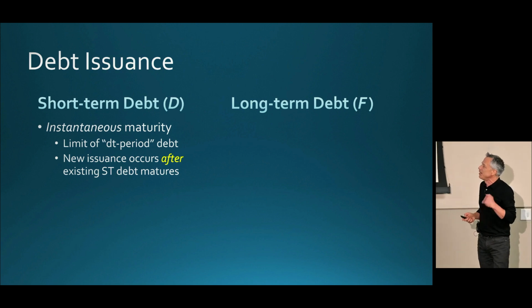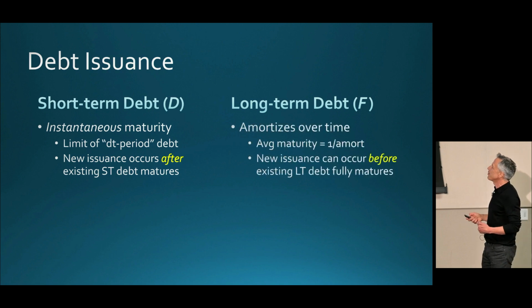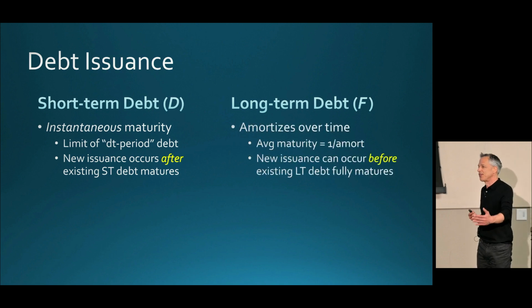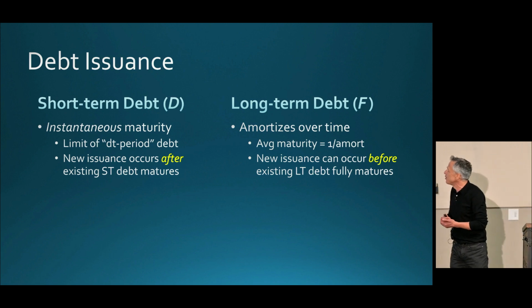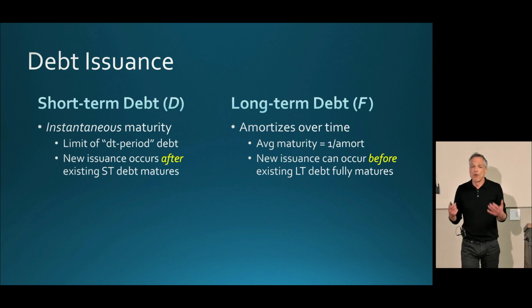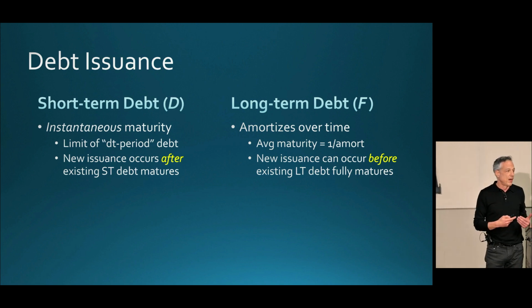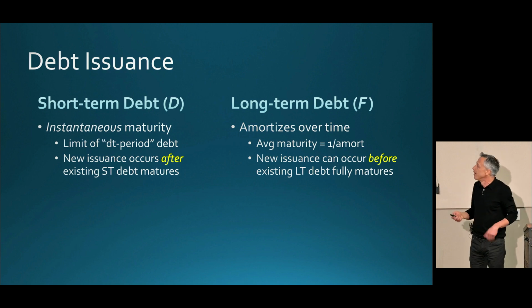And what that means is that any new issuance occurs after the existing short-term debt matures. Long-term debt is sort of anything else, anything with any positive maturity. We're going to model that as amortizing over time. Average maturity is 1 over the amortization rate. The important thing here is new issuance can occur before the existing debt is fully paid off. Okay? And that's going to be the key difference.